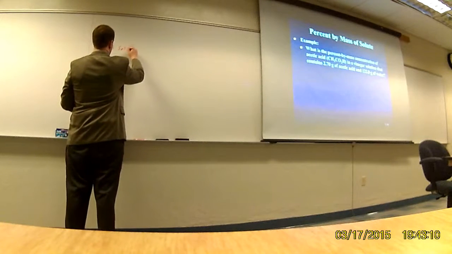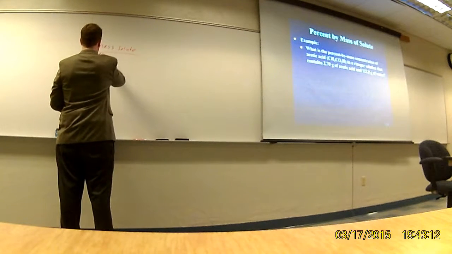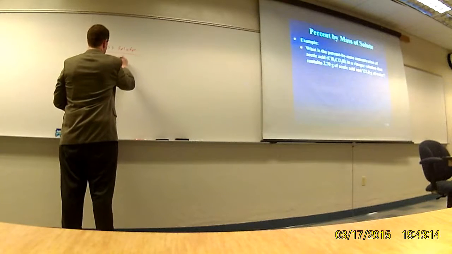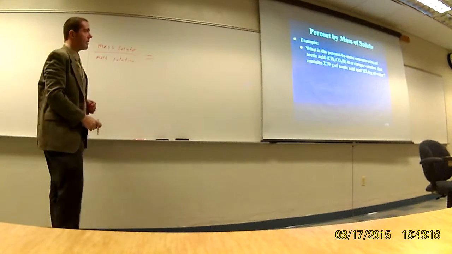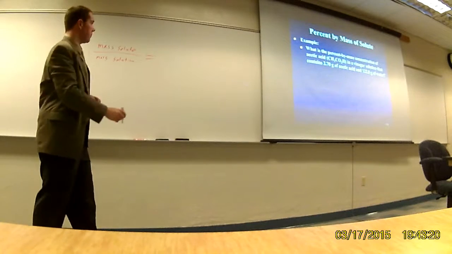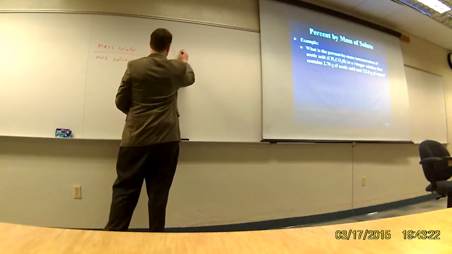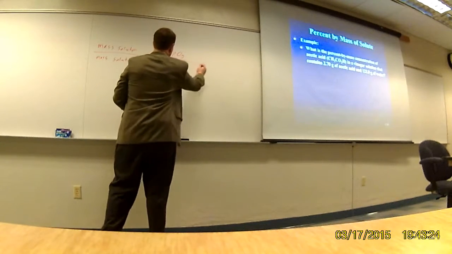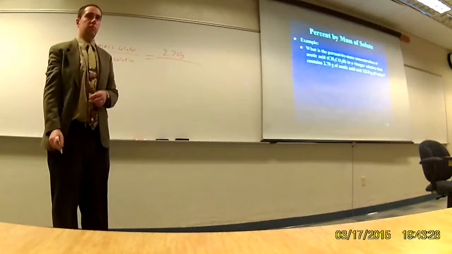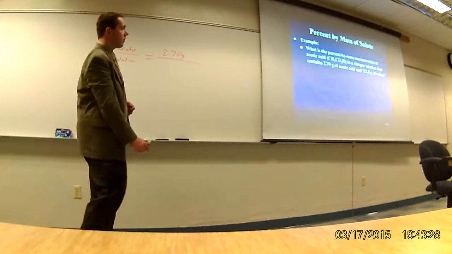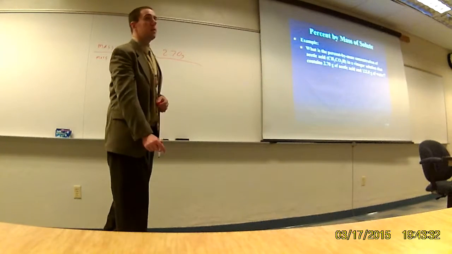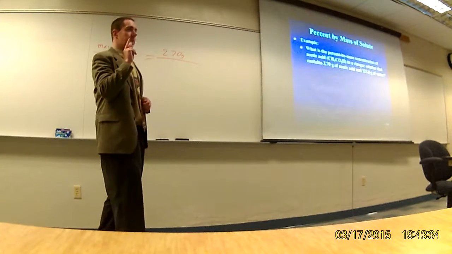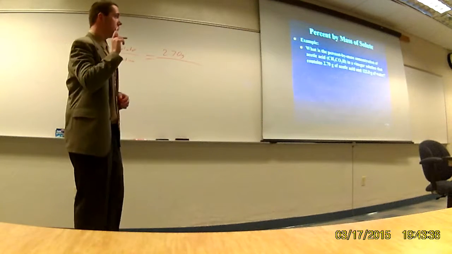Mass of solute divided by mass of solution. What is the mass of my solute? 2.70 grams. What is the mass of my solution? 122.8 grams. Wouldn't you add the two? You would add the two. Ah, yeah. It's mass of the solution.